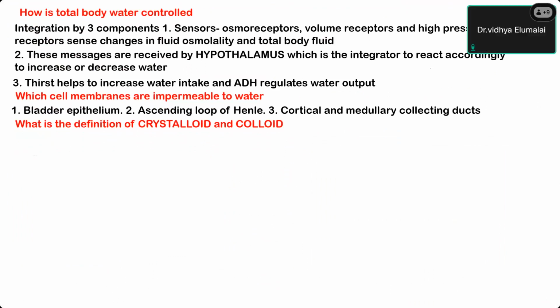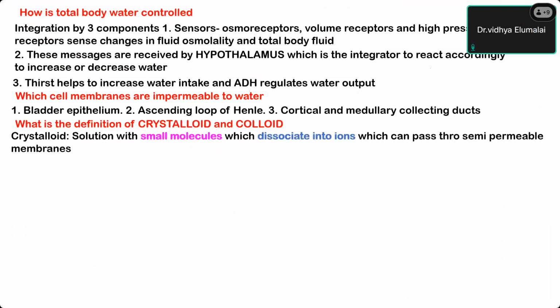Crystalloids are made up of small particles, and colloids of large particles. Crystalloids will provide only hydrostatic pressure, whereas colloids will provide colloid osmotic pressure with the help of proteins. Solutions with small molecules which dissociate into ions which can pass through semi-permeable membranes are called crystalloids.